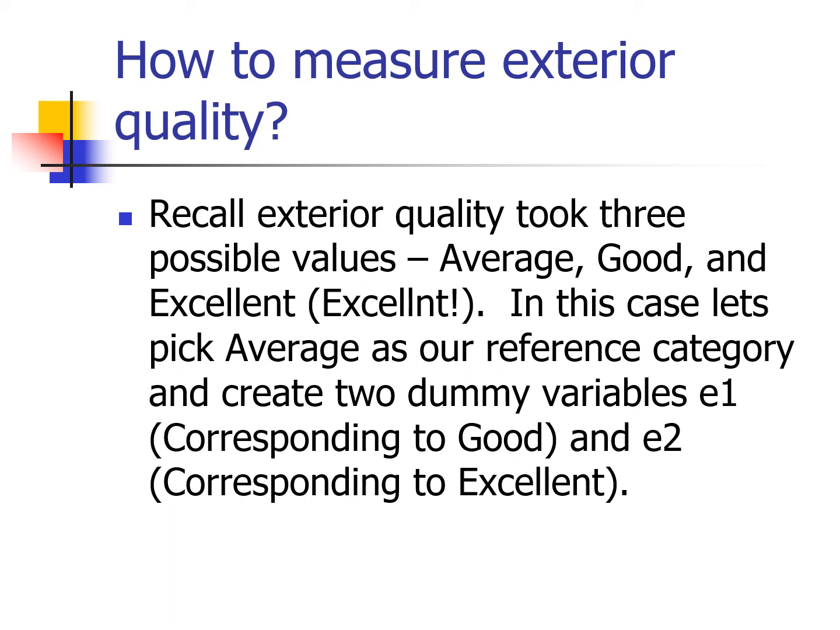So our categorical variable has 3 outcomes, which means we need 2 dummy variables. We've got to pick a reference category. Let's pick average as this. So what's the sales value for these things relative to an average quality? We'll create 2 dummy variables. E1 corresponds to whether or not it's good. E2 corresponds to whether or not it's excellent.